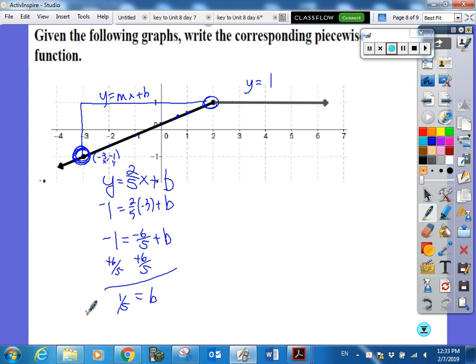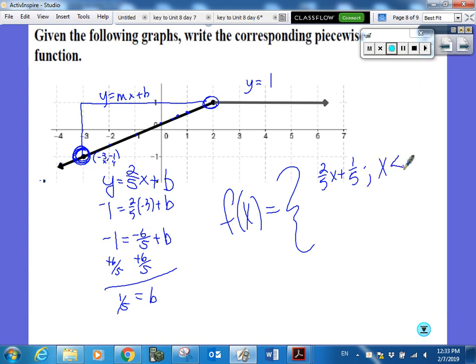So now I have my slope, I have my y-intercept, so I can write an equation for that line. So f of x equals 2/5 x plus 1/5 when x is less than, we'll go ahead and put the equal sign here so don't forget it, 2. And f of x equals 1 when x is greater than 2. If you wanted the equal with the greater than instead of the less than, that's fine. It doesn't matter which one it's with. You can put it with either one that you want. Either one is okay.